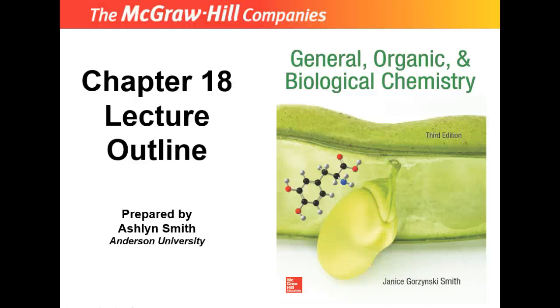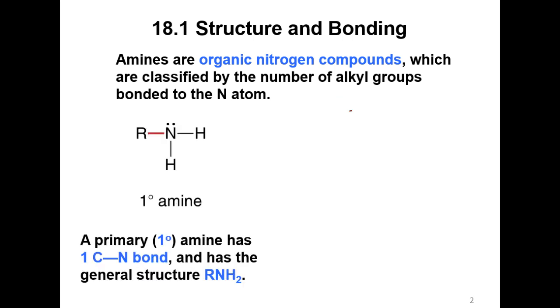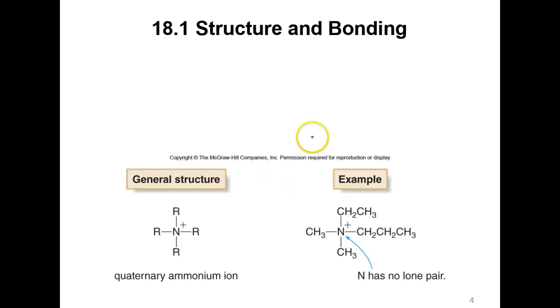Okay, chapter 19, we're going to talk about amines and start our conversation about biochemistry. So, amines are organic compounds that have nitrogen atoms in them, which are classified by the number of alkyl groups bonded to the nitrogen atom. So, we've talked a little bit about some of the naming. A primary amine is a nitrogen with only one R group. A secondary amine has two R groups, and a tertiary amine has three R groups.